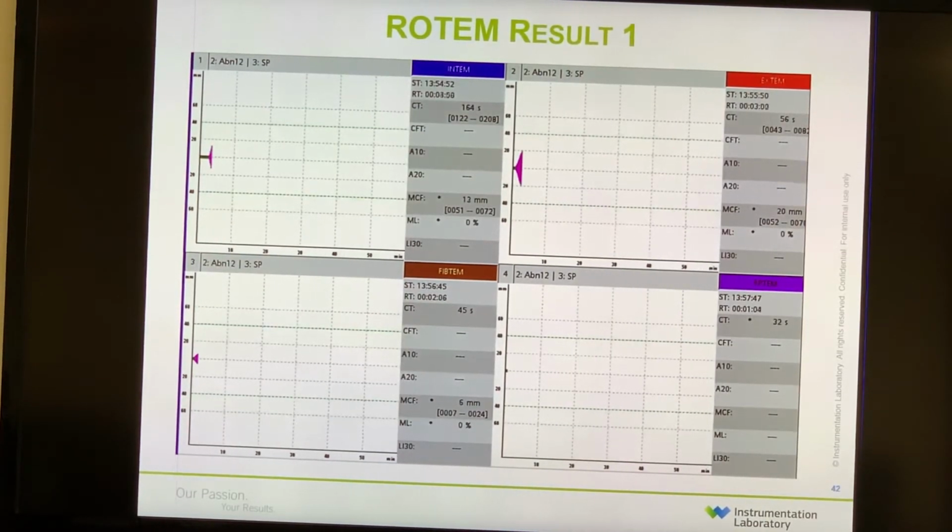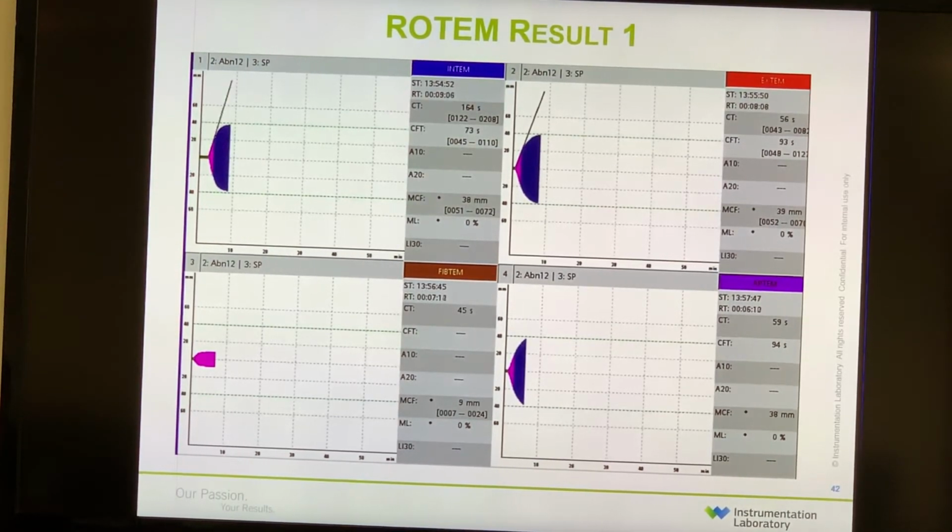Here we have some videos. These are sped up 25 times the speed, so I wish it was this fast, unfortunately it's not. So we're 5 minutes, 6 minutes into the run. You can see we have the EXTEM to FIBTEM, so clearly they want to rule in raw fibrin. The EXTEM and the APTEM, so maybe lysis is a concern.